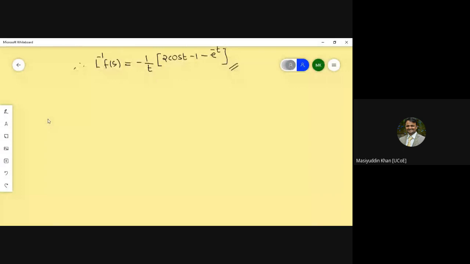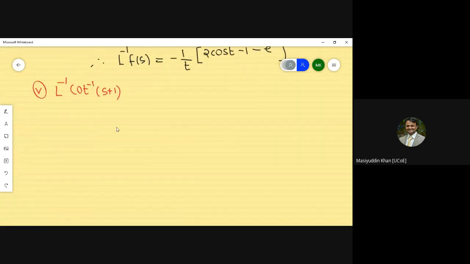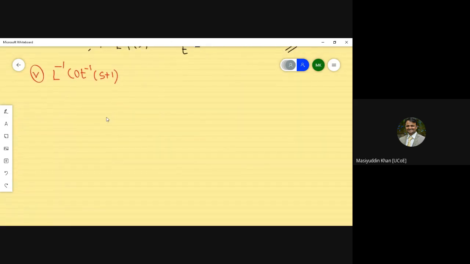The problem number fifth. We have to calculate the Laplace inverse of cot inverse of s plus 1. We have to calculate the Laplace inverse of the Laplace transform of cot inverse of s plus 1.